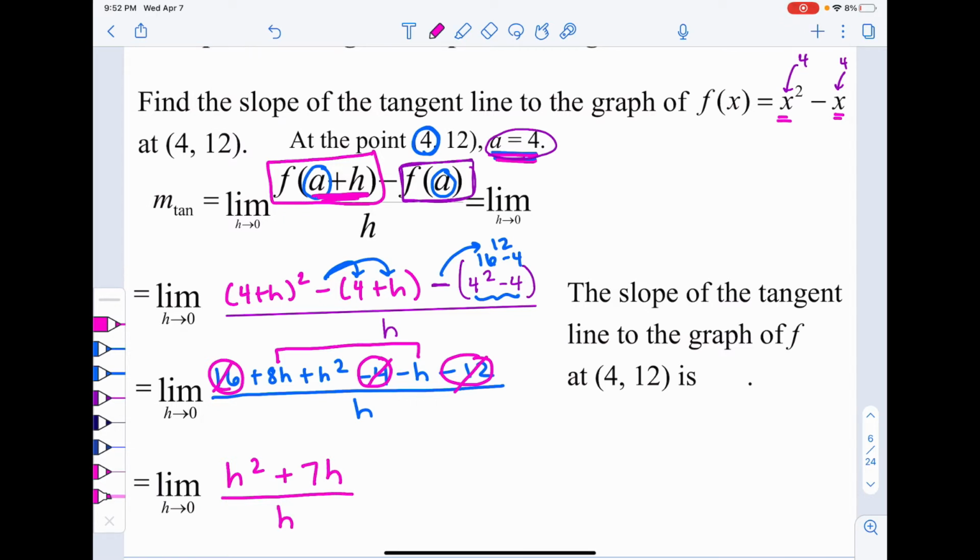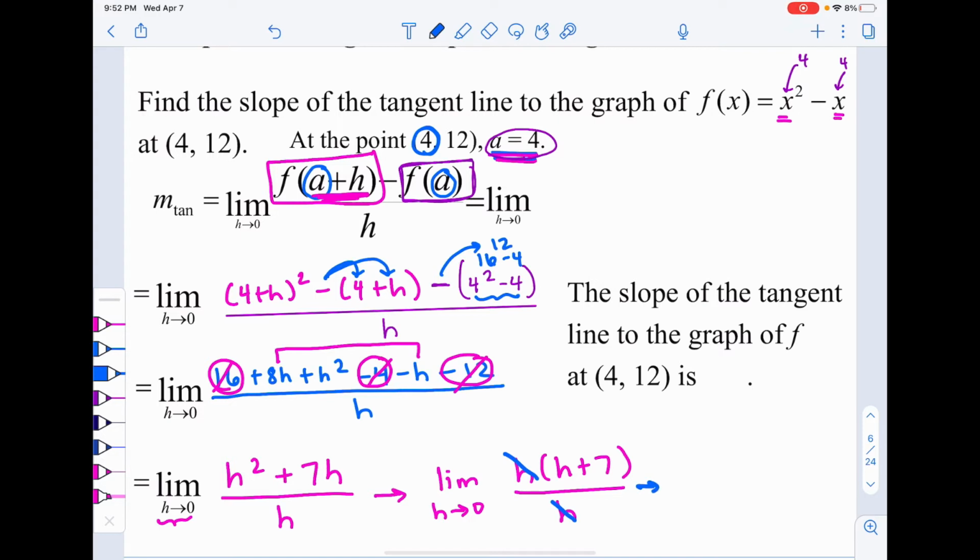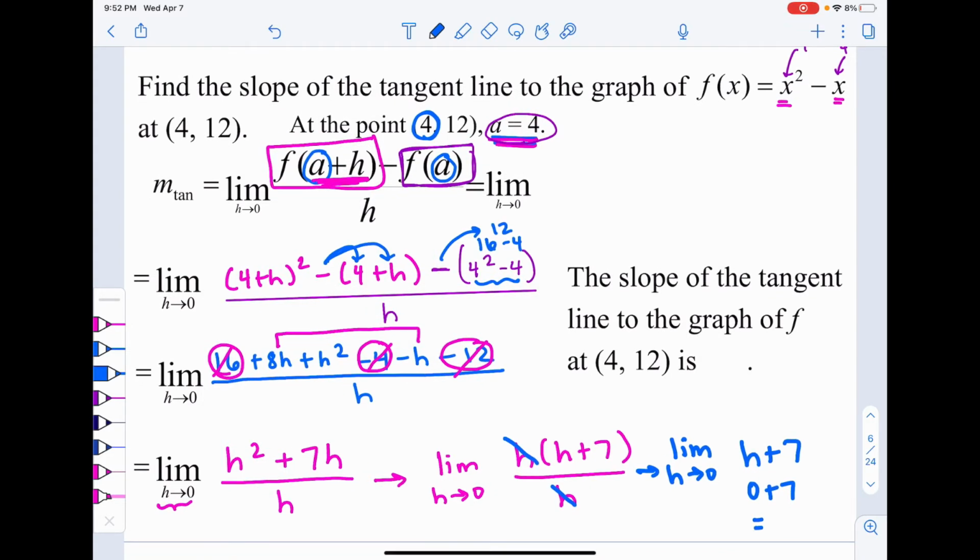Now, we still can't evaluate this limit as h approaches 0 because we have h alone on the bottom, so we look to see, can we factor the top, which we can. So if we take this down, we're still going to have our limit as h approaches 0. We can factor out an h, which leaves us with an h plus 7. Divide by h. Our h's cancel out, and so that means we are evaluating our limit as h approaches 0 of just an h plus 7, which means we have a 0 plus 7, which means our final answer is just going to end up being 7.